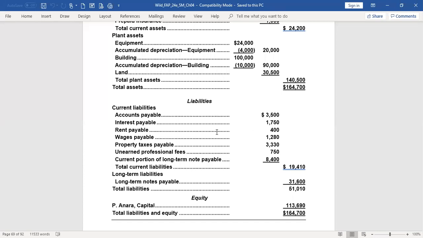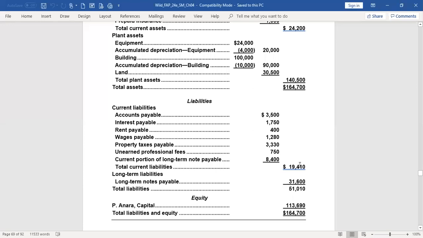So we have here accounts payable, interest payable, rent payable, wages payable, property taxes payable, unearned fees. And there's that current portion of our long-term note payable. So that's the portion of the note that will be paid off in the coming year. The remaining part is in a long-term liability.